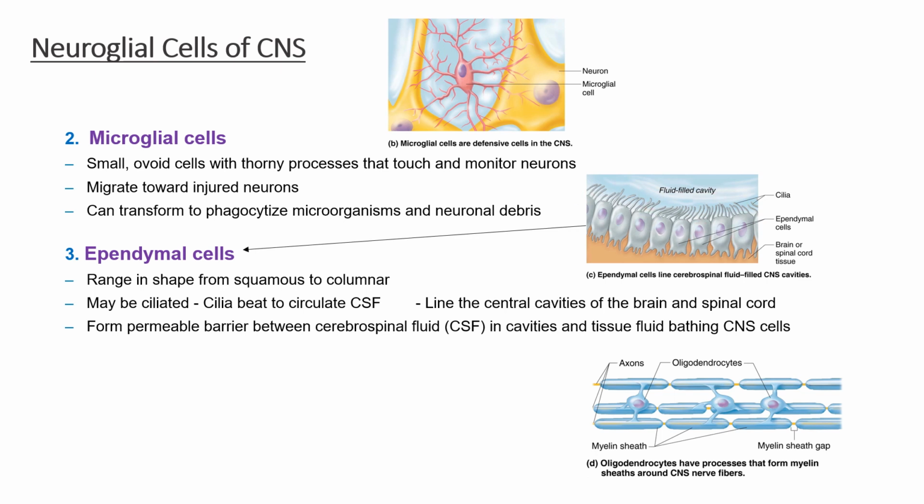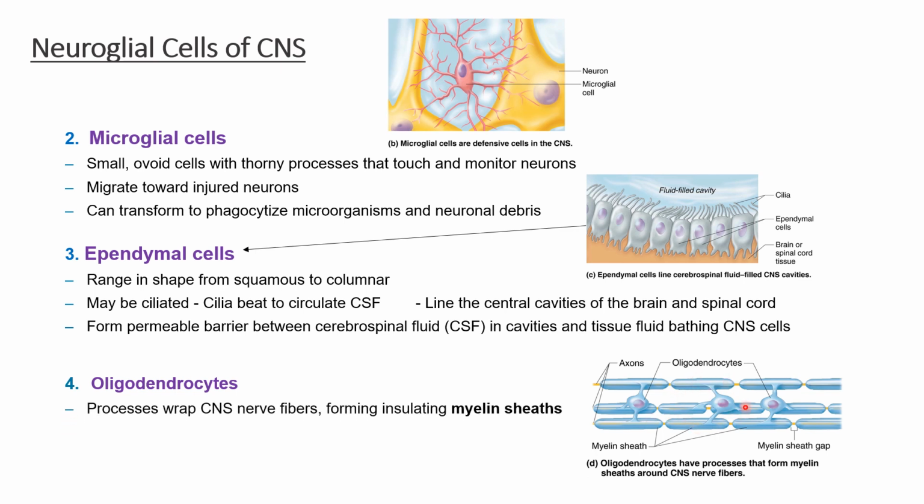And then lastly, we have something we've already mentioned, the oligodendrocyte. Oligodendrocytes are really cool. They kind of look like the Starship Enterprise or something, with those warp nacelles, okay? What they do is they send out projections to the axons.